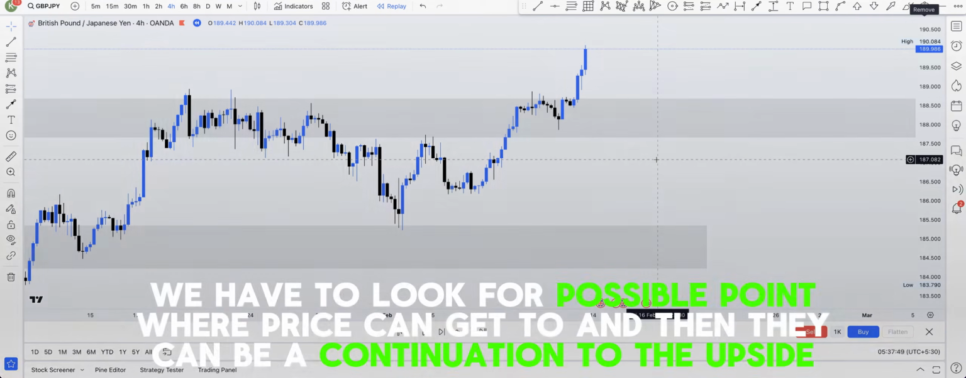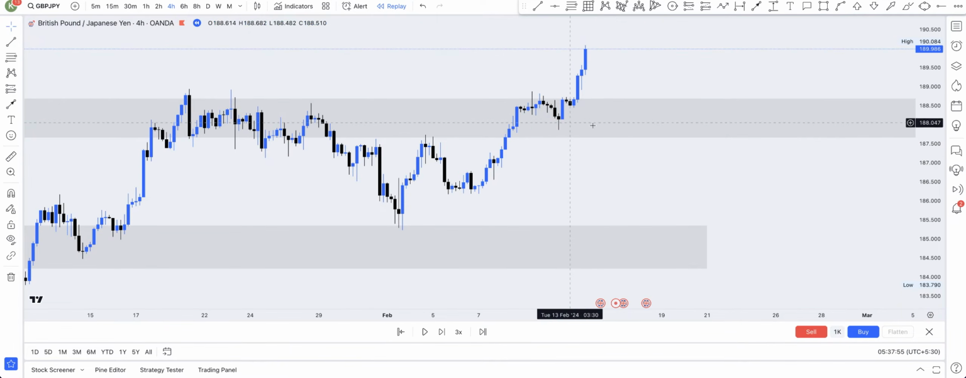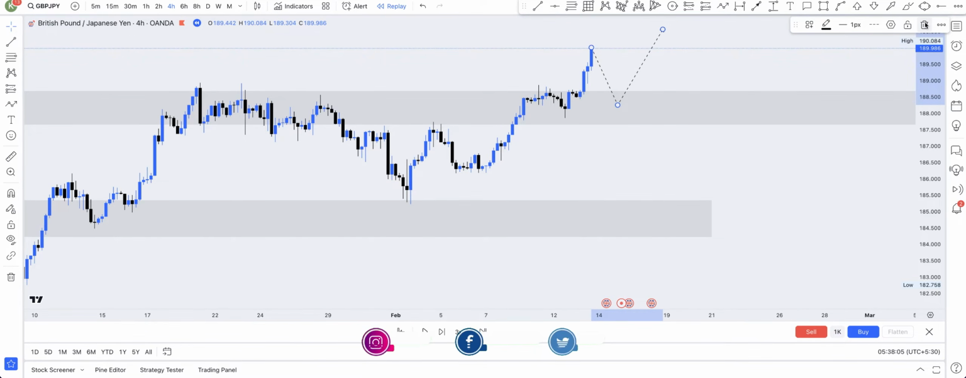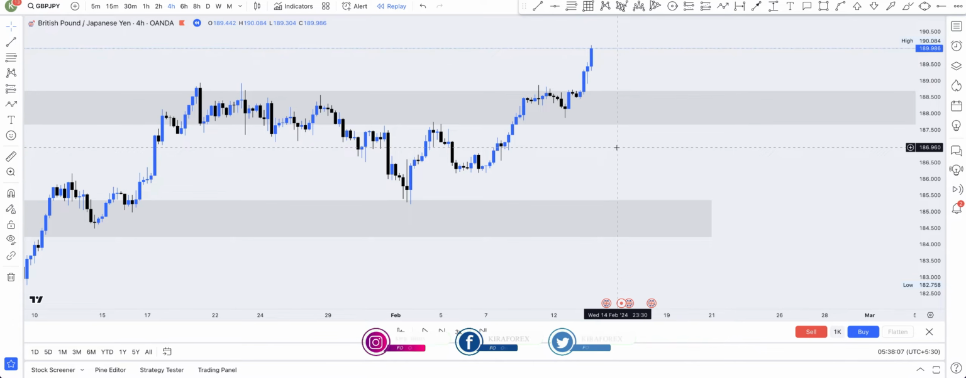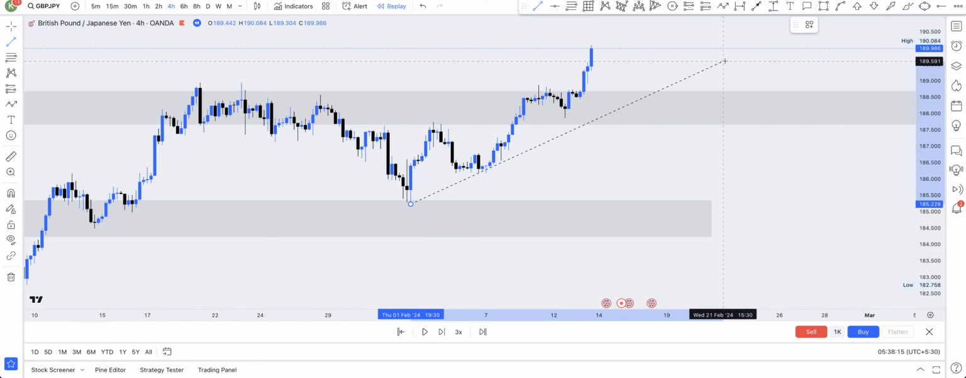So we have to look for possible points where price can get to, and then there can be a continuation to the upside. Now when you look at this point of value, this is a point of value on the daily time frame. So it's possible that price will get there, and then there will be a continuation to the upside. So we have to look for points where price can possibly get to. The first thing over here is the trend line. So we just draw a trend line from this point to this point.